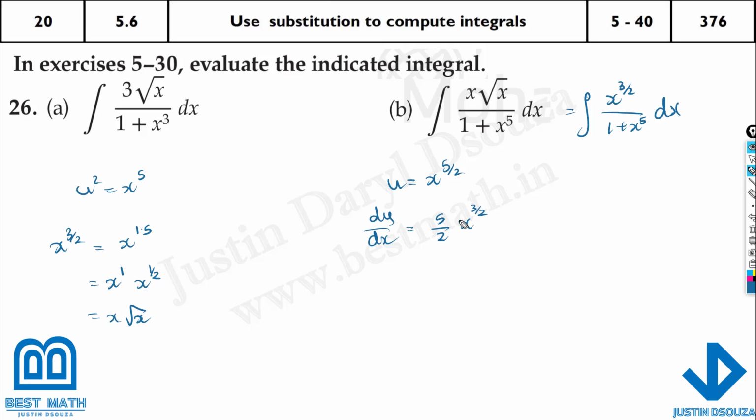So this is enough for me. It's better to simplify this rather than rearranging this. So now let me write what is dx. du will be equal to, take this 2 to the other side, 5 down, x to the power 3 by 2. That is equal to dx.